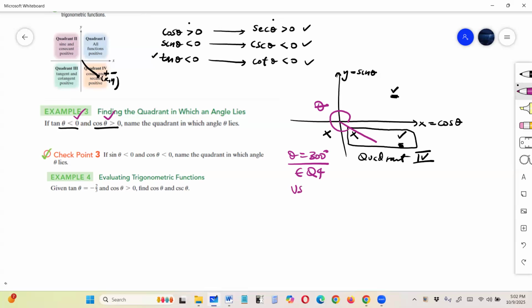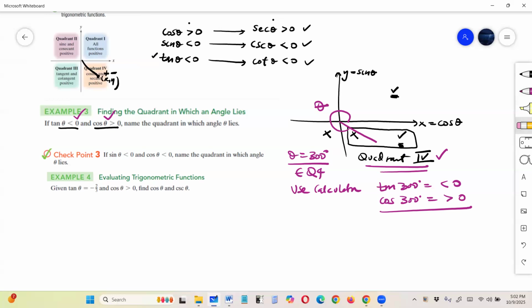Now, confirm that this is correct. Use a calculator and then find tangent of 300, and you're going to see this is going to be negative. And find cosine of 300, and you're going to see that that will be positive. And that's a confirmation that the only situation where you have tangent negative, cosine positive is in the fourth quadrant. All right.